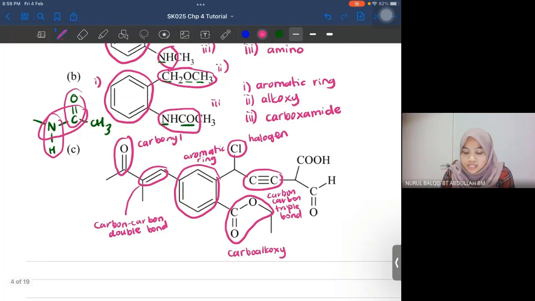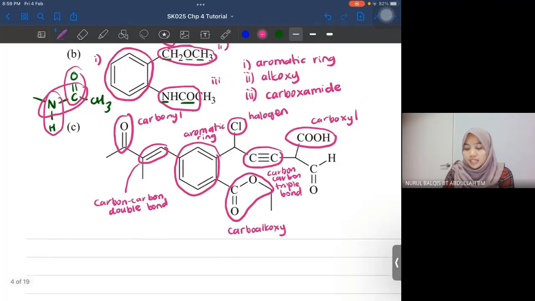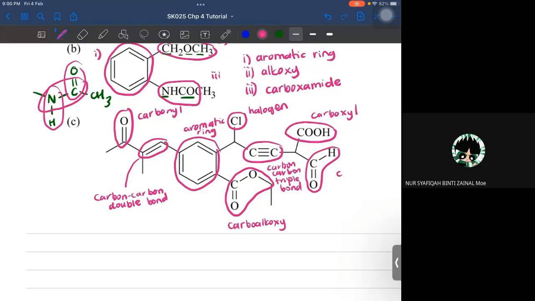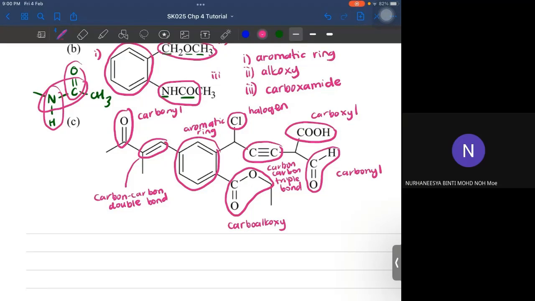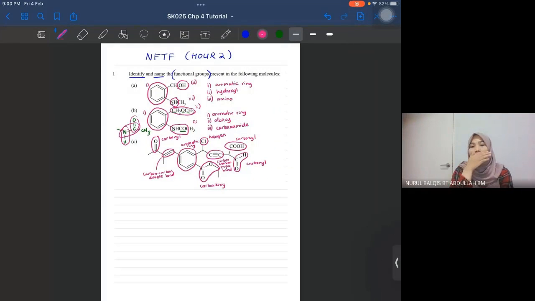Lepas tu kita ada this C double bond OOH, also written as COOH saja. So what is the name of the functional group? Carboxyl. Combination of hydroxyl and also carbonyl. And here we have C double bond O directly attached to hydrogen. So this belongs to which functional group? Carbonyl. What is the class of compound for this carbonyl? Aldehyde. Ya. Macam ni lah nanti soalan awak.